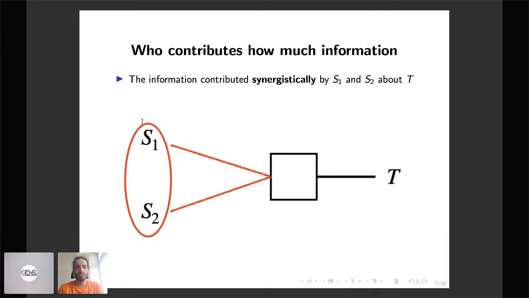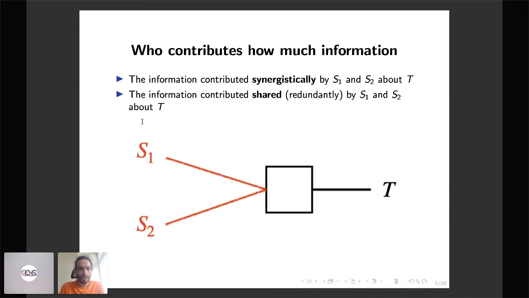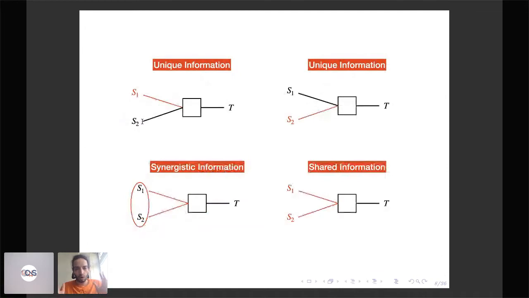This is the information that we can get about the target if we observe both sources. If we have both sources, then we can get this information. It's like a collaboration, or synergistic information, about the target. And finally, we can talk about the shared information. This information we can get if we look at S1, or if we look at S2; we can infer this information about the target. So it's redundant in some sense, or we can think about it as shared between the two sources about the target. So the total information that these two sources have about the target, we can decompose into unique information from each source, synergistic information, and shared information.